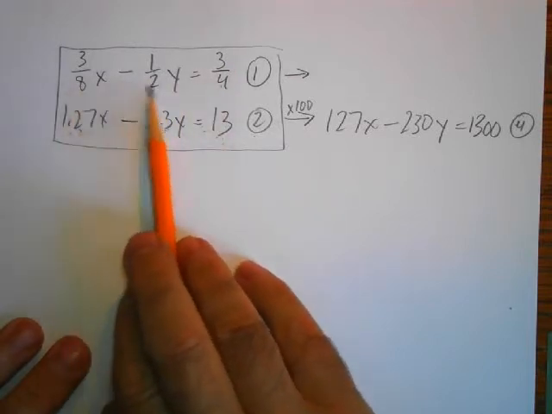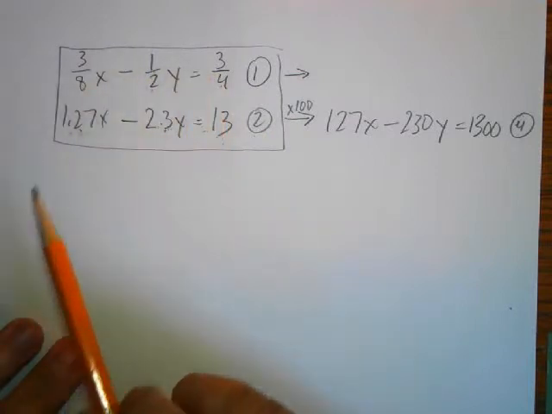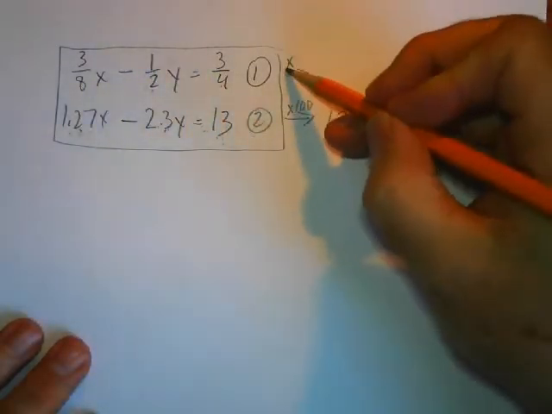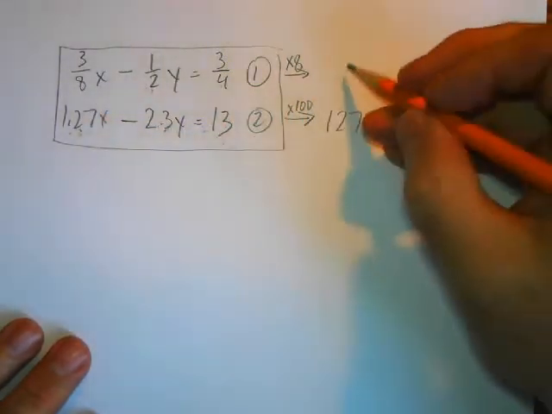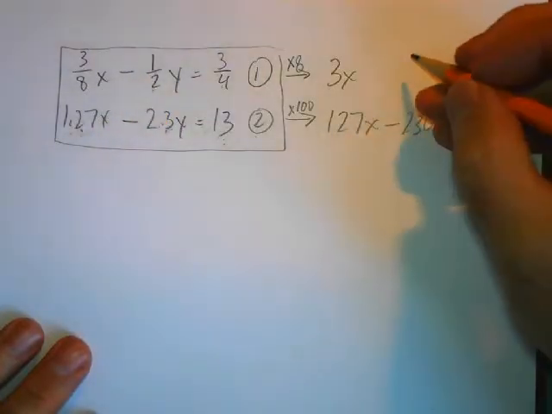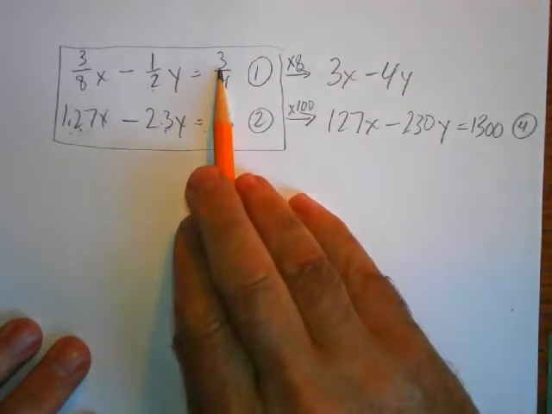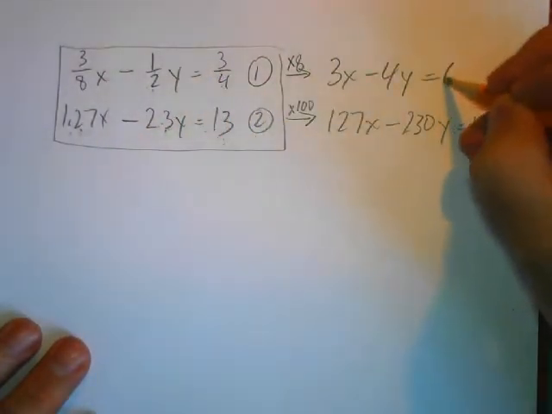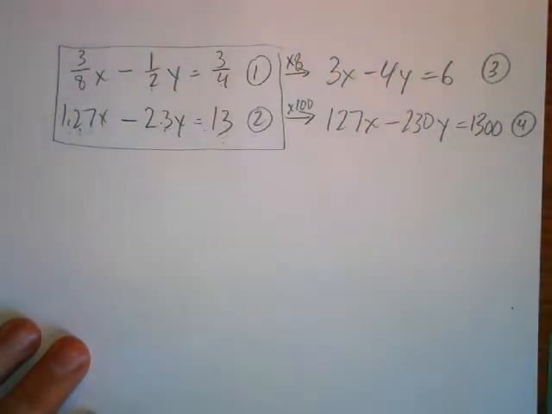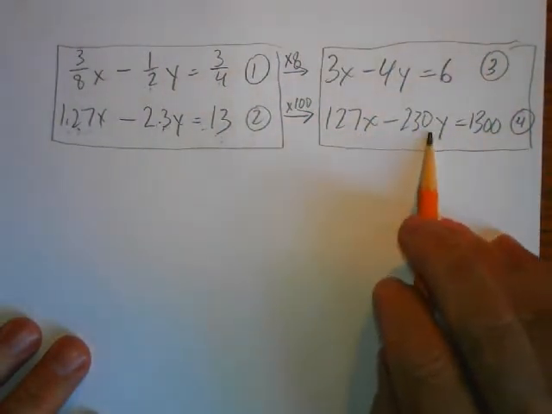So if I multiplied all three of these by 8, it's going to take care of all three of them, okay? Because 8 is a common multiple of 8, 2, and 4. So if I multiply all these by 8, that's going to be 3x. That's going to be 8 over 2, so that would be minus 4y. And this would be 24 over 4, which is 6. And there's my new version of equation 1.